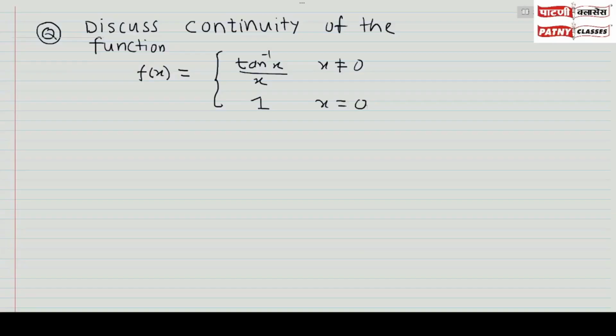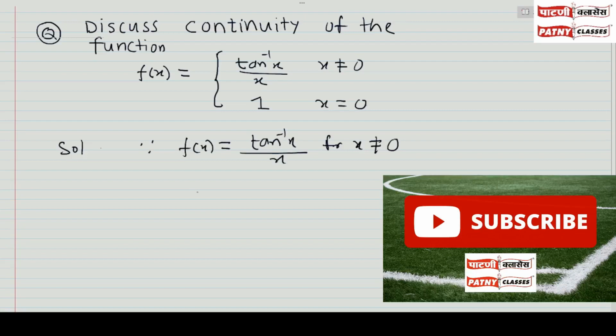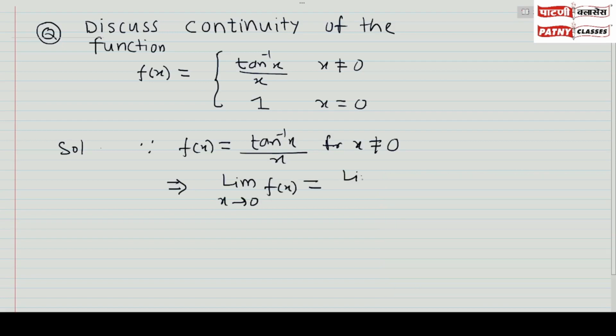Discuss the continuity of the function f of x equals tan inverse x upon x for x not equal to 0, and f of x equals 1 for x equals 0. Solution: since f of x equals tan inverse x upon x for x not equal to 0, it implies limit x tending to 0 f of x equals limit x tending to 0 tan inverse x upon x.